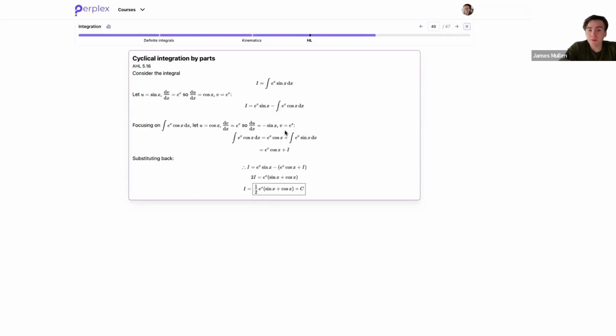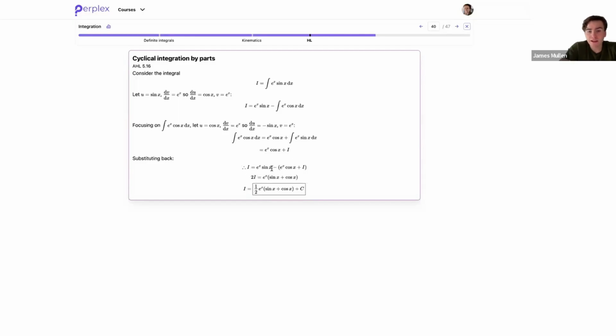And then I therefore get that the integral of e to the x cos of x is e to the x cos of x plus e to the x sin of x. But this is the original integral I. So I get e to the x cos x plus I. And then what do I have? I now have e to the x sin of x.